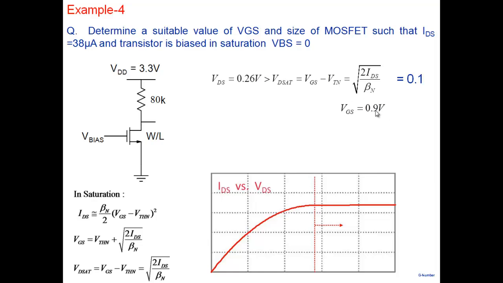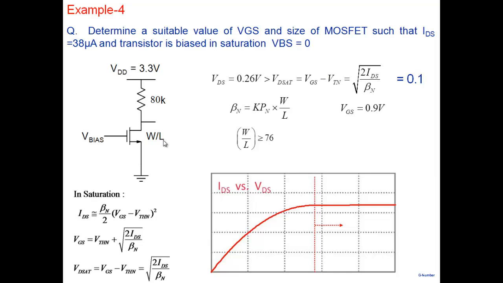So I need to bias it at 1.1 volt. Also note that because IDS is given by beta over 2, and IDS is given to you, I get beta n is Kp times W by L, so I get W by L is about 76 or so. I've put greater than, if you want it even smaller than 0.1. So the W by L size you need is around 76 or so.